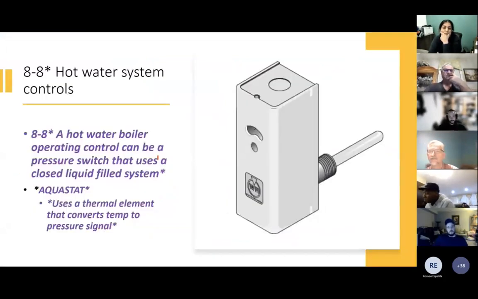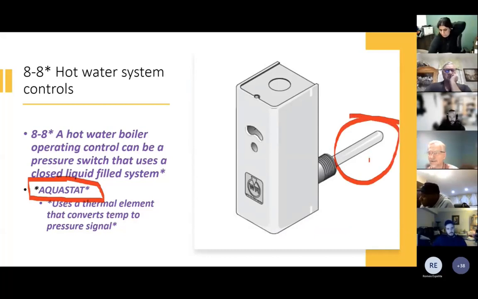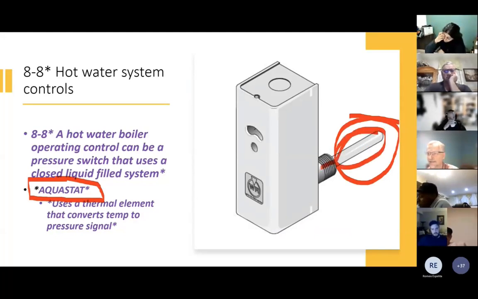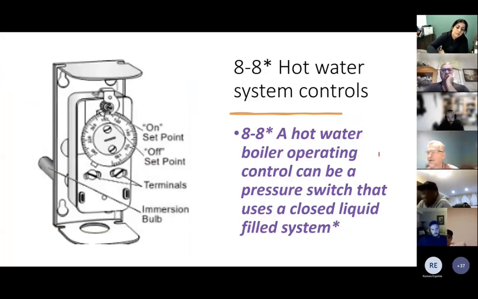Hot water system controls. Hot water boiler operating control can be a pressure switch that uses a closed liquid filled system. This is an aquastat. Aquastat uses this thermal element, a liquid filled bulb. Liquid heats up, creates a higher pressure, and that pressure moves a switch inside the device.